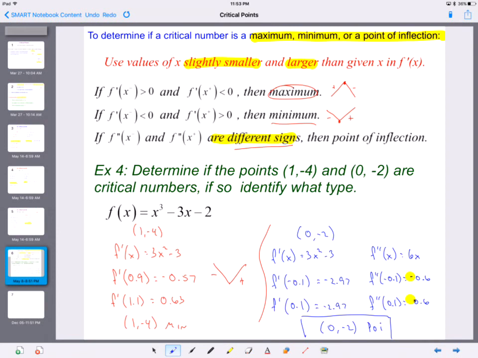So that is it in terms of the critical points and the derivatives.